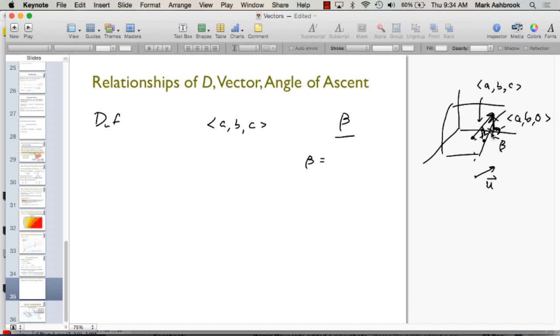It's not cosine. It's going to be tangent, right? Because it's going to be opposite over adjacent. So beta is going to be what? Tangent inverse of c over square root of a squared plus b squared. Did anyone get that before I wrote it? Does it make sense?